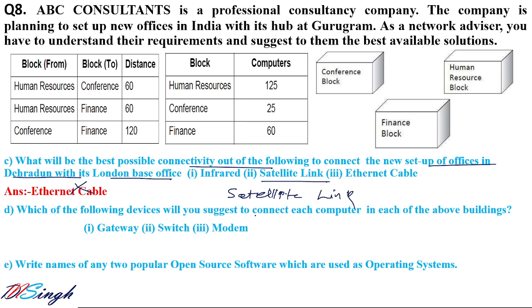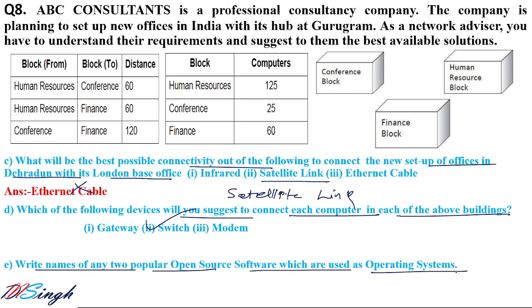Which of the following device will you suggest to connect each computer in each of the above building, like gateway, modem, or switch? So switch is going to be used to connect computers within the building. Write the name of any two popular open source software used as operating system. So we have Linux, Unix, or Bharat operating system, Ubuntu, Solaris. There are so many. Once you go and read out what are the open source software which are free to use and their source code is also available, they are called open source software.